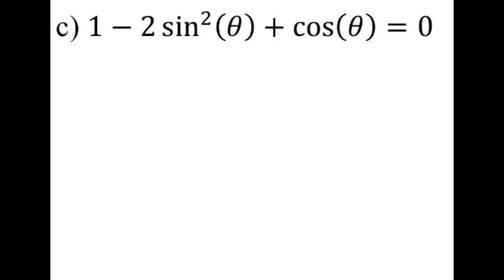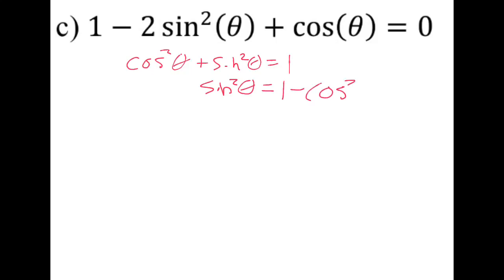And how do you do that? Well, you need to think about the Pythagorean identity. Cosine squared theta plus sine squared theta equals 1. So if we rearrange that, we can subtract cosine squared from both sides to get sine squared theta equals 1 minus cosine squared theta. And we can just substitute that expression in for sine squared theta.